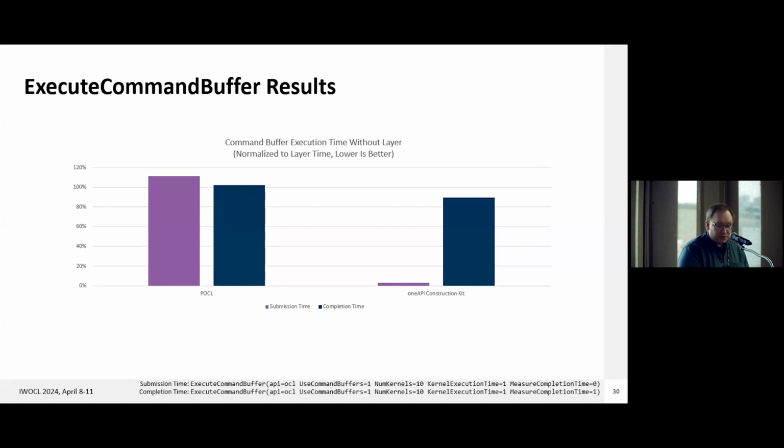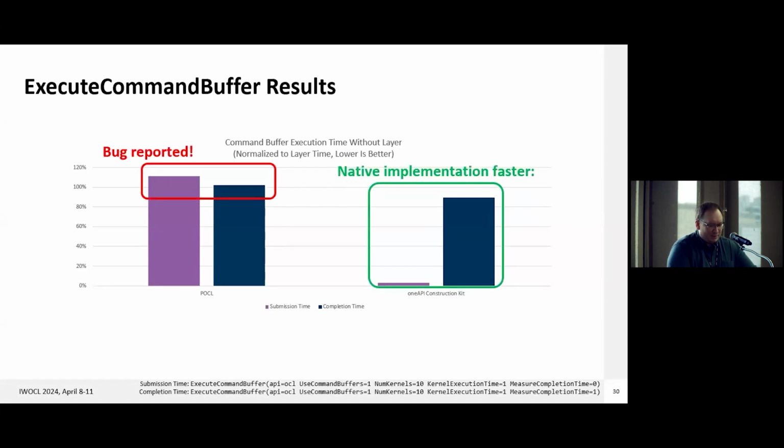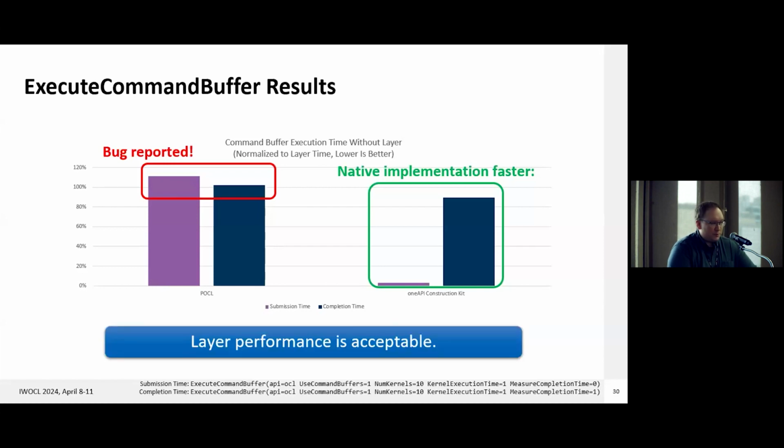For the oneAPI Construction Kit, the results were a little surprising too. The submission time results initially seemed too good to be true. But this is simply an artifact of the way it's implemented in the construction kit, in that it's basically just doing deferred execution of everything. So the submission has very, very low overhead, and you pay all the cost once you actually try to wait on the result. So in the first case, we reported a bug, and we found that the native implementation was faster in the other. So overall, the layer performance was acceptable.